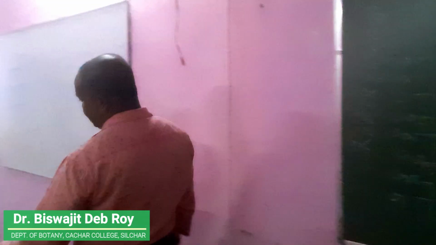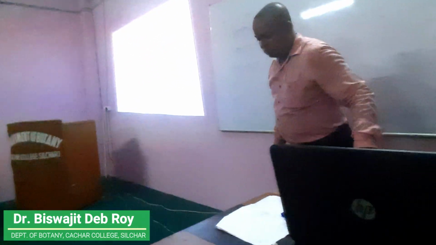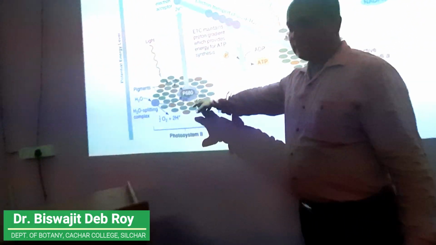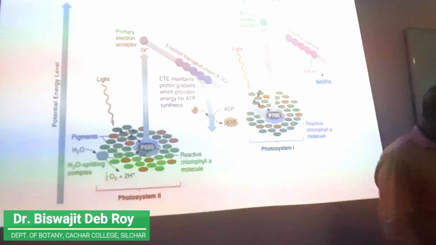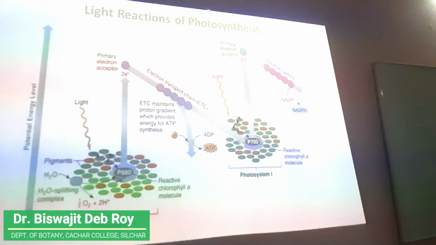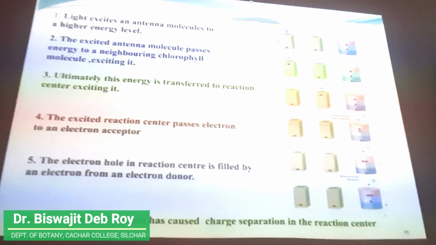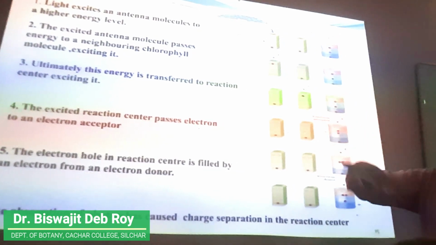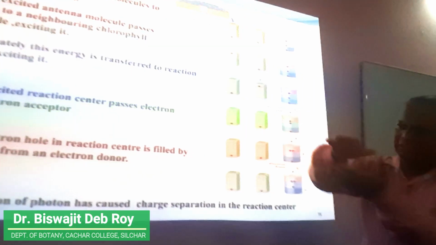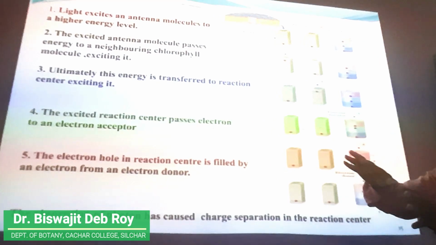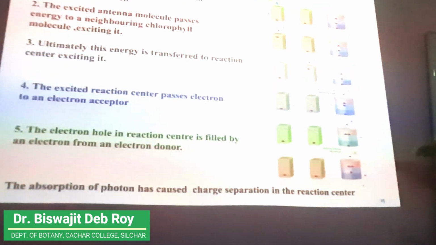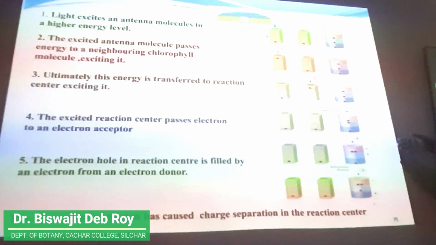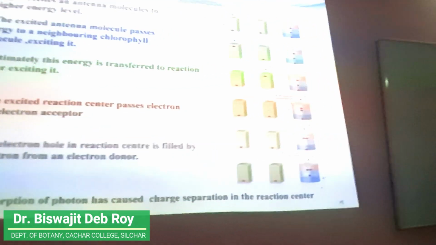Now come to the slide. In the forward slide, we see the same diagram is drawn. P680, P700, ultimately NADPH is formed and ATP is formed. Now how is this ATP formed? Whatever things I have already told: light excites antenna molecules, the excited antenna molecule transfers energy to the chlorophyll molecule, the reaction center gets excited and transfers the electrons to the primary acceptor, then it enters into the electron transport chain, and ultimately you see the products are formed.